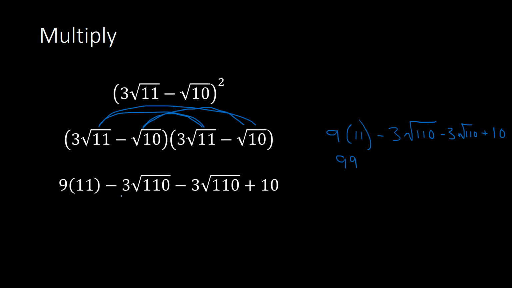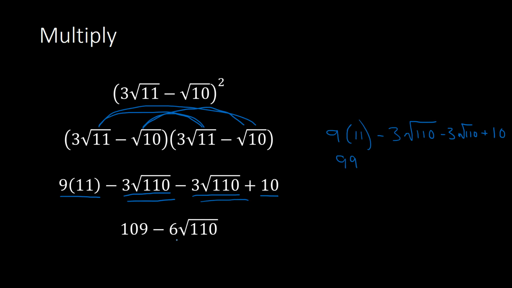And now I can combine like terms. Here we have 99 and then plus 10. Those can combine. And then these two terms have like radicals, so I can combine those as well. So 99 plus 10 gives me 109. Negative 3 square root of 110 minus another 3 square root of 110 would give you a negative 6 square root of 110. And that is my solution.